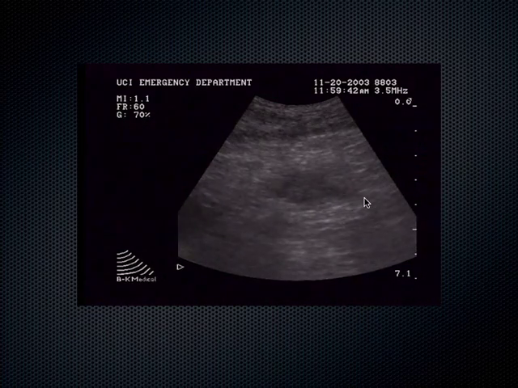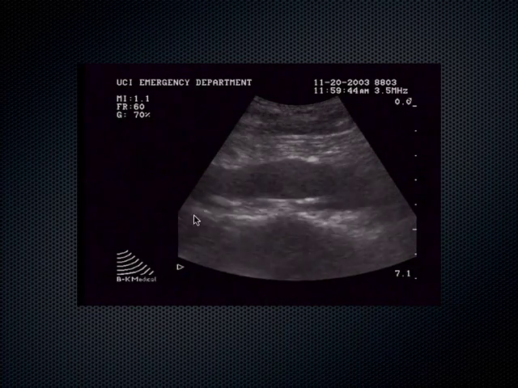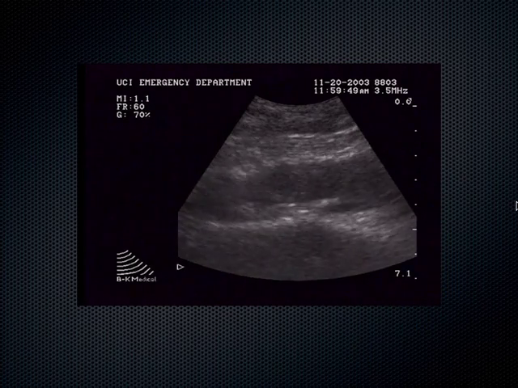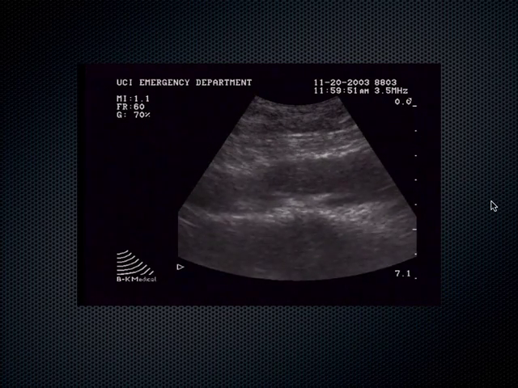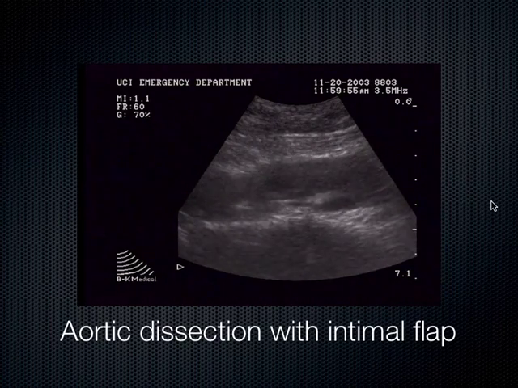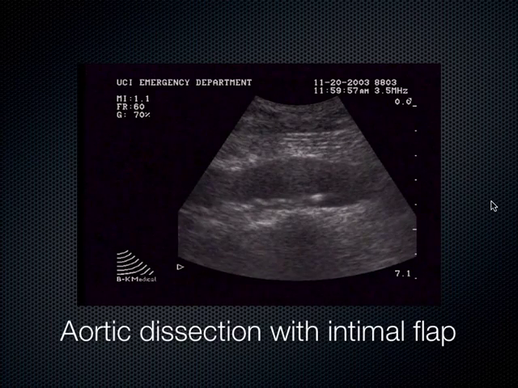Looks like a valve. It looks like a big valve. Now, arterial structures don't have valves. Only veins do. So what the heck is this? Someone said it already. It's a dissection. So this is an aortic dissection, and that's an intimal flap that you see going along there.